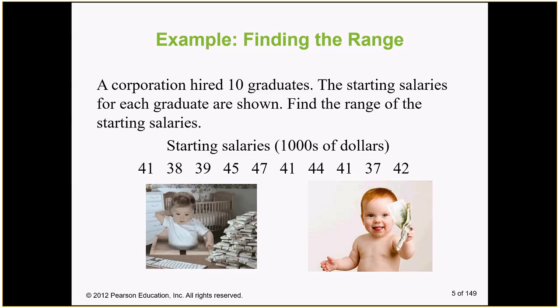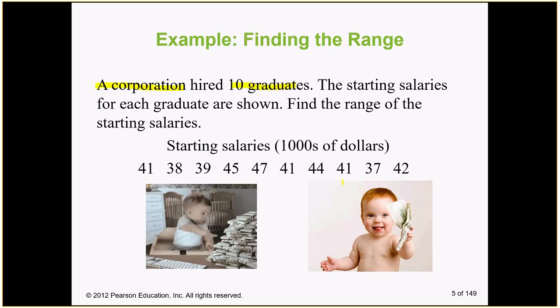Okay, so let's do it with our corporation that we visited before. We've got a corporation that has hired 10 different graduates. We've got these 10 graduates and we've got their starting salaries here. And we can see that this person has 41, but they're not making $41 a year. They're making $41,000 a year, which is a little bit more reasonable. The reason that this is a population is because we're looking at everybody that this corporation hired. This could sort of be considered a sample if we had a different question.